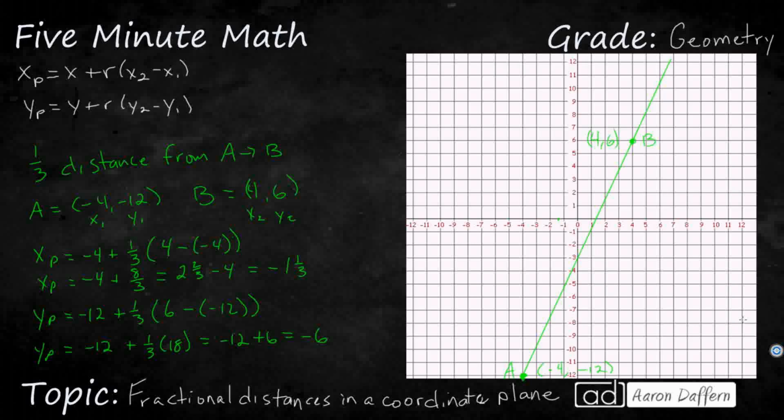So 1/3 of the distance between A and B is, and let's go ahead and get our point P here now. I'll write that up here. It's going to be an x value of -1 and 1/3 or -4/3, however you want to calculate it, and a y value of -6. And so there's my -1 1/3, and it does cross that line right there at that -6. So we will label this point P, and we'll put our values there, and that is how we could find fractional distances in a coordinate plane.